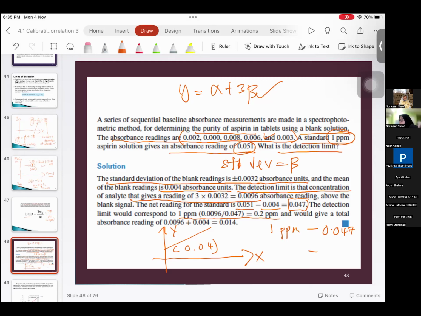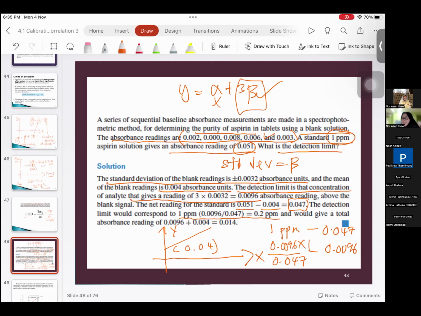So the 3 beta, 0.0096, will give you 0.0096 over 0.047 times 1. It's actually proportional. So meaning that for 3 beta, in this case, there is no alpha. The limit of detection considered is just 3 beta.